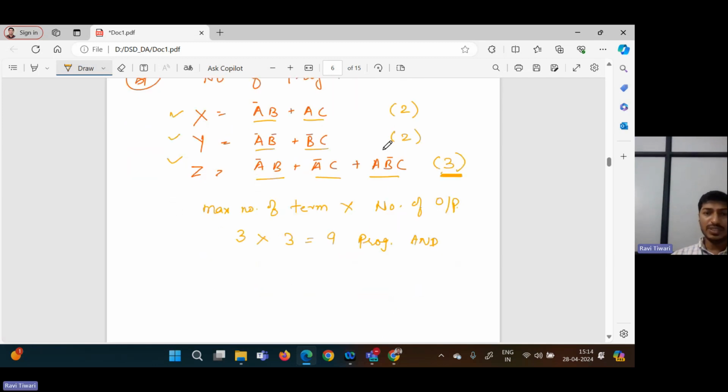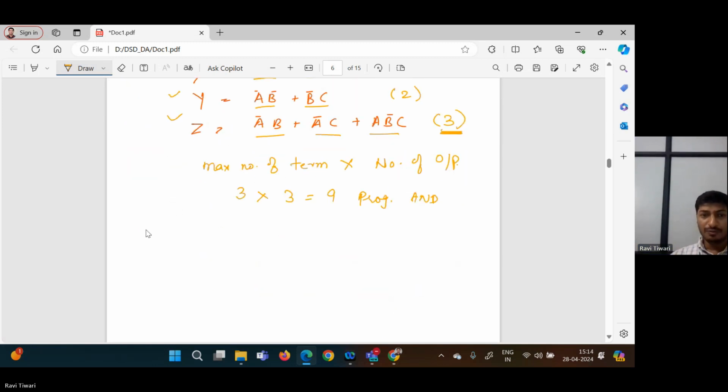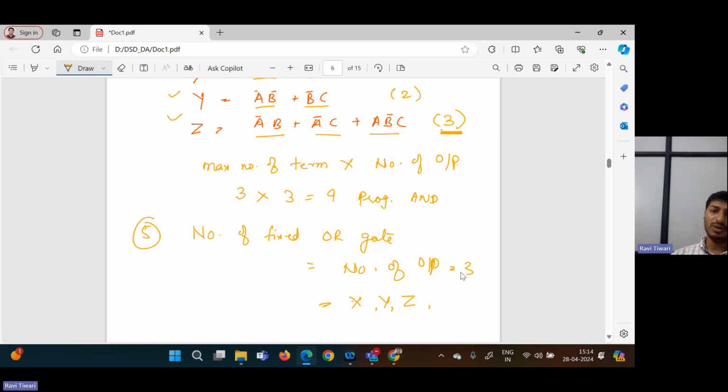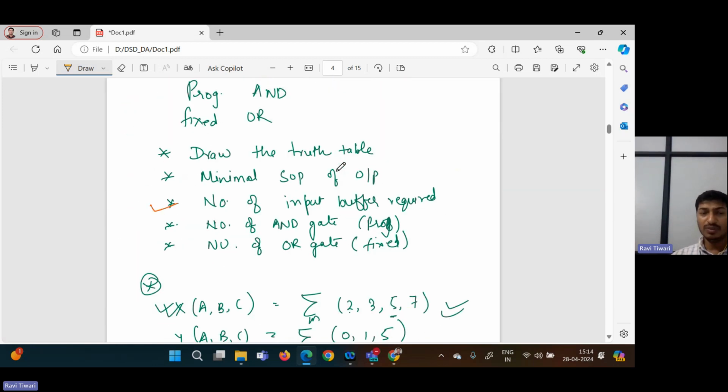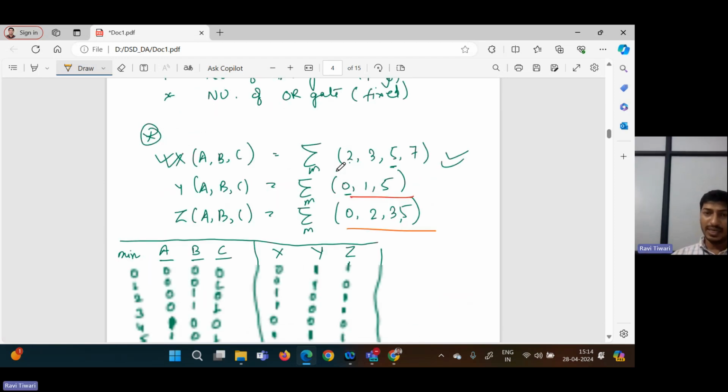Clear? Now we will see the fifth step. Fifth step is to find out the number of fixed OR gates, and that is equal to the number of outputs. That is fixed. Here we have X, Y, Z as 3 outputs. So we will have 3 fixed OR gates. So we have followed all the 5 steps till now. Now we will use these 5 outputs and draw the circuit diagram for it.